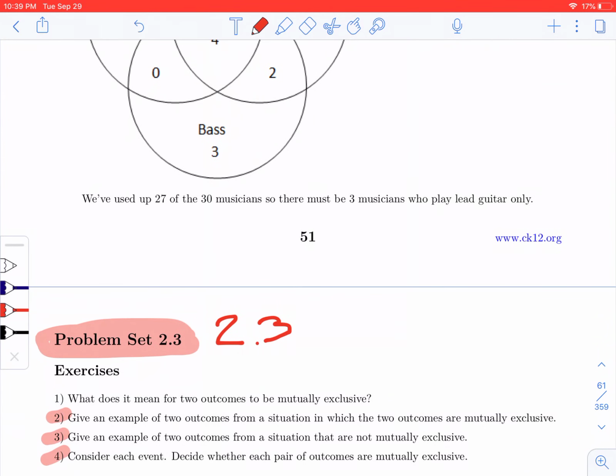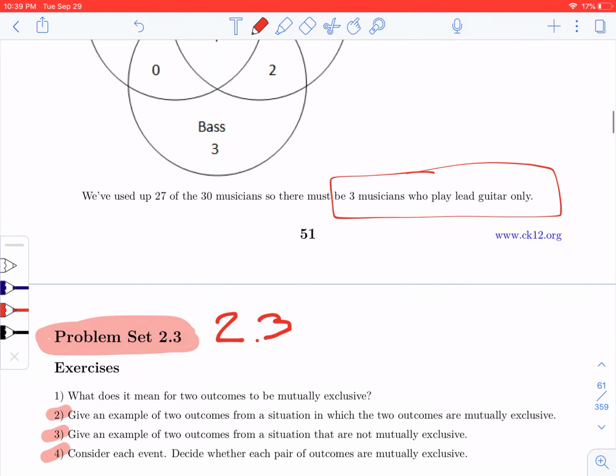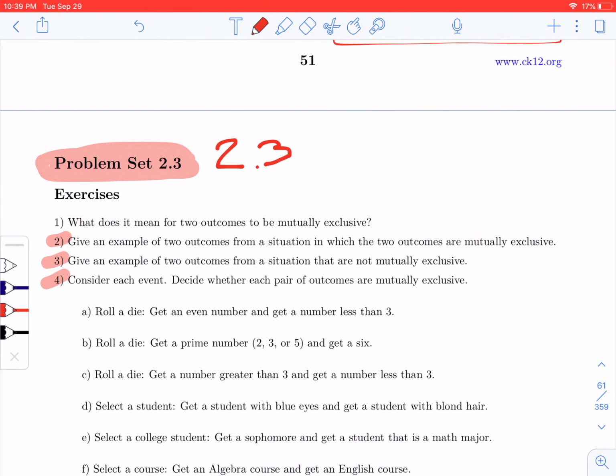And there we go. Your problem set is going to come from 2, 3, and you're going to be doing 2 through 6 and 12 through 16. Good luck with your work.